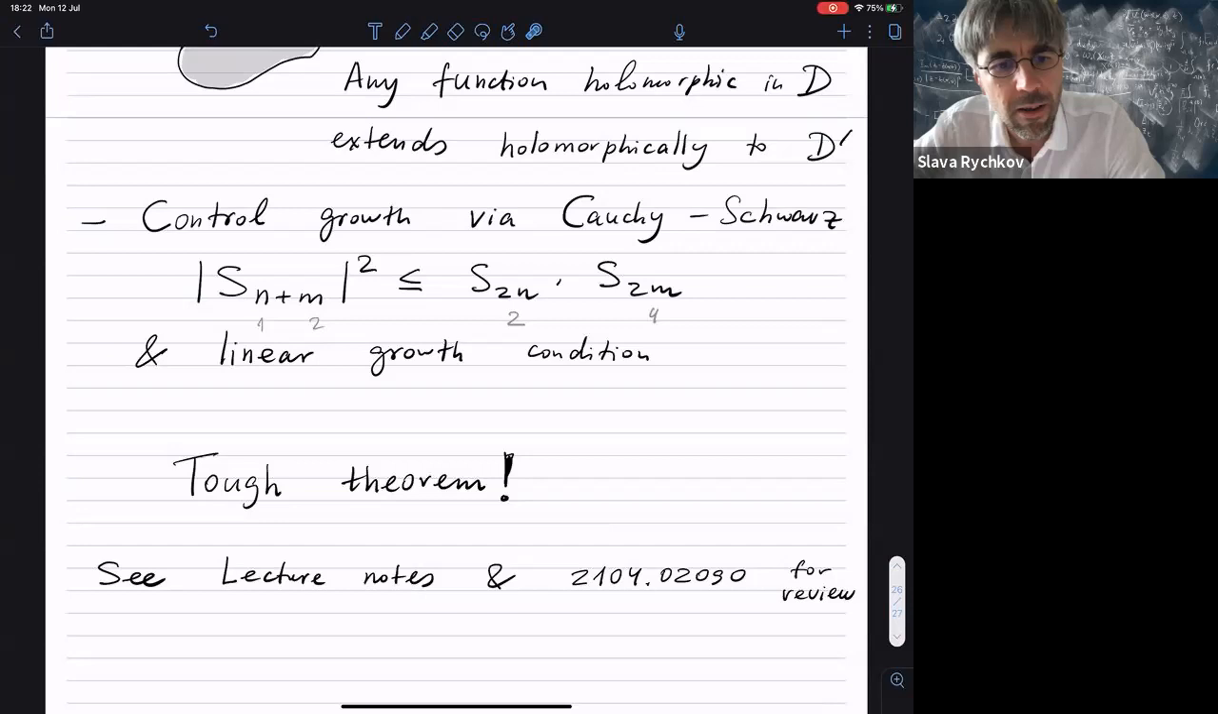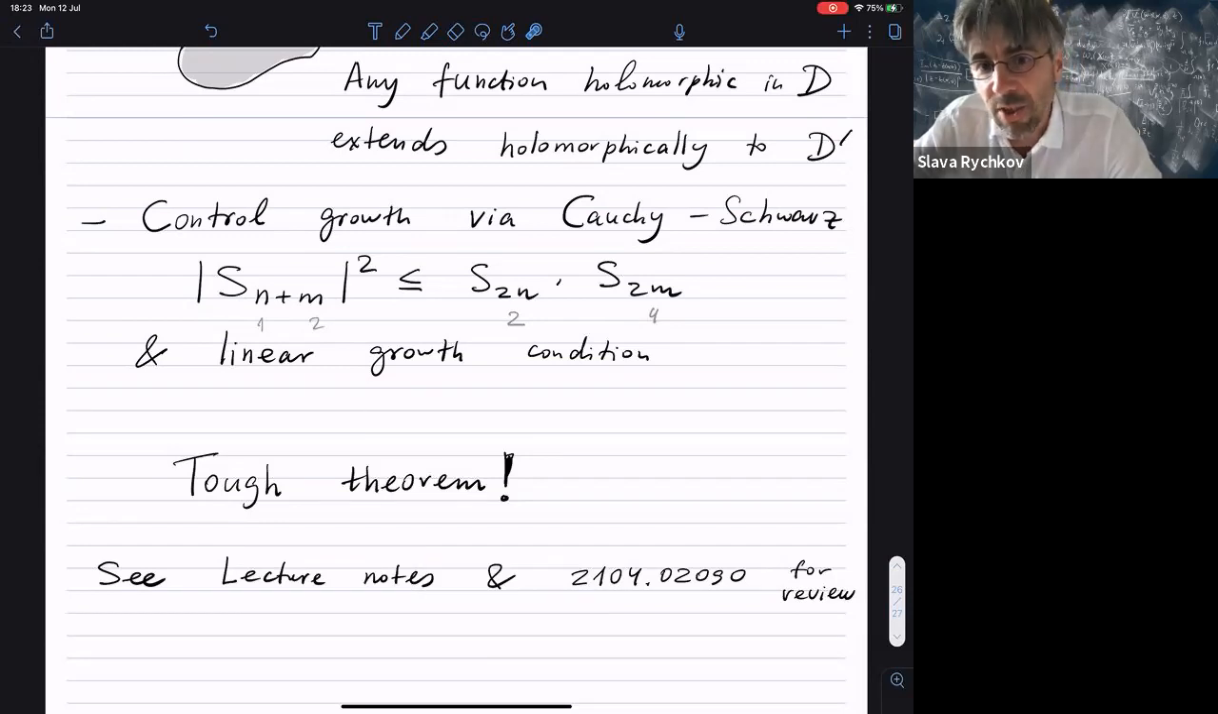So what do you do in this situation? Well, you do two things. First of all, we cannot appeal to this theorem because we do not know the linear growth condition. So that's bad.